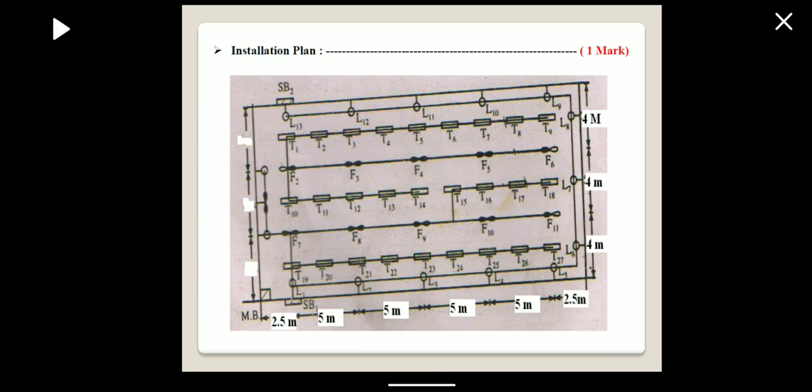So similarly these are the distributions of the load of each sub-circuit board. Then this is the installation plan we have to draw after calculating all these things. It has a total of 27 twin tubes, 10 fans and 13 lamps. So this is the installation plan we have to draw.